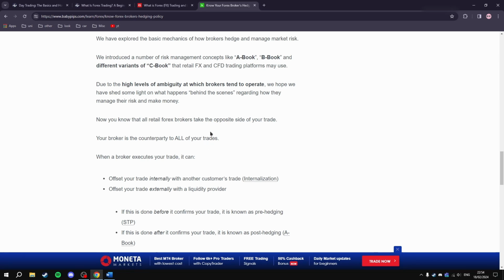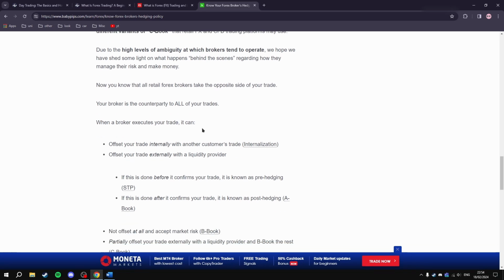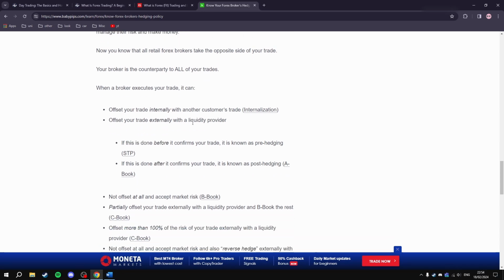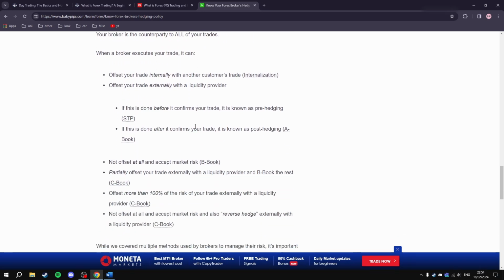Now you know that all retail Forex brokers take the opposite side of your trades. Your broker is a counterparty to all of your trades. When a broker executes your trade, it can offset your trade internally with another customer's trade, internalization, or offset your trade externally with a liquidity provider. If this is done before it confirms your trade, it is known as pre-hedging or straight-through process. If this is done after it confirms your trade, this is known as post-hedging, A-book.